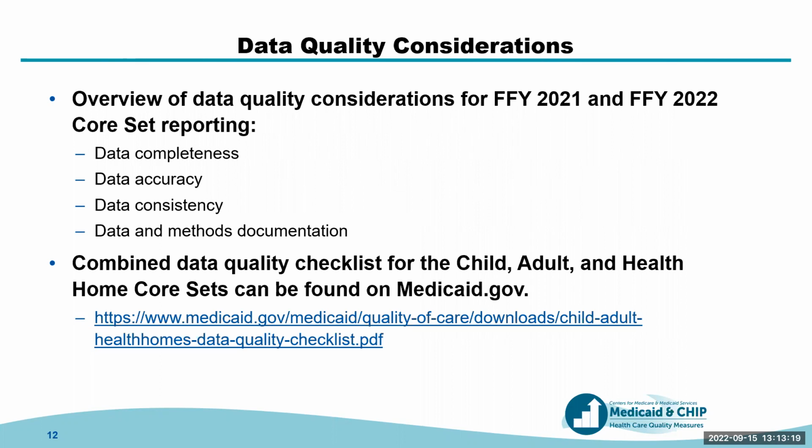Here we show key data quality considerations, including completeness and accuracy of the data reported, consistency between measures within and across core sets, and documentation of data and methods. Additional guidance on data quality can be found in the data quality checklist for the child, adult, and health home core sets. A link to this resource is included on the slide. We encourage states to review this checklist as you begin reporting and also as a final check before submitting your data. Next slide, please.